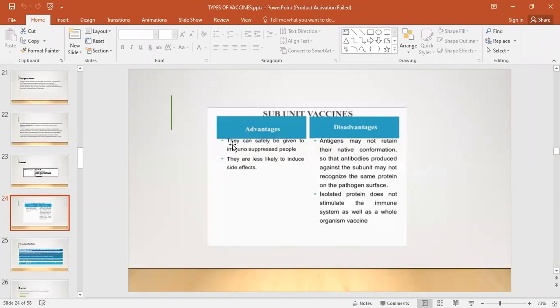Advantages of subunit vaccines: they can safely be given to immune suppressed people. They are less likely to induce side effects. And the disadvantages are that antigens may not retain their native conformation, so that antibodies produced against the subunit may not recognize the same protein on the pathogen surface. Isolated protein does not stimulate the immune system as well as a whole organism vaccine.